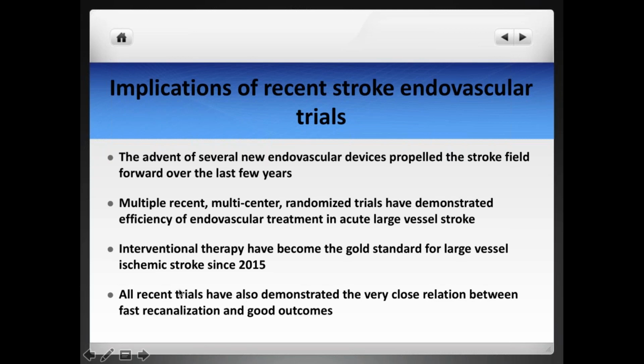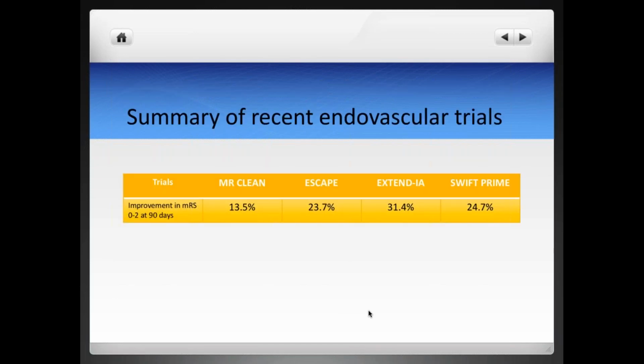On top of that, all these recent trials have demonstrated the very close relation between fast recanalization and good outcomes. This is a quick summary of 4 of those trials, all of which were published around 2015. We have MR CLEAN, ESCAPE, EXTEND-IA, and SWIFT PRIME, all of them comparing basically endovascular therapy plus standard of care versus standard of care alone.